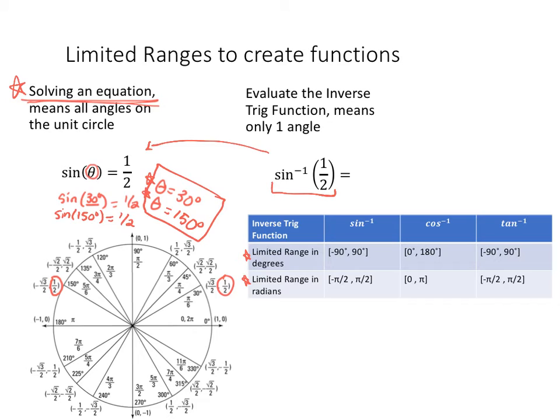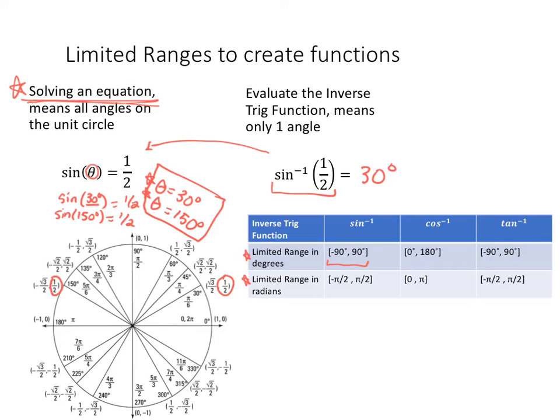So here we want to only use angle measurements from -90 degrees to +90 degrees for sine inverse. So even though 150 answers the question over here where we're solving the equation, when we say sine inverse, we're only going to return the one that is in the appropriate range. So sine inverse of 1/2, we would say is 30 degrees. You can also type this into your calculator in degree form, and it would only return 30 degrees as your answer. So whenever it's doing sine inverse, you're looking for the limited ranges.